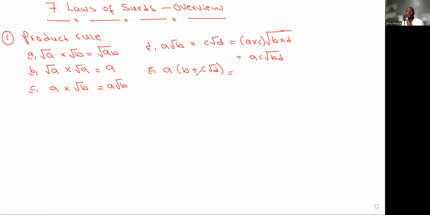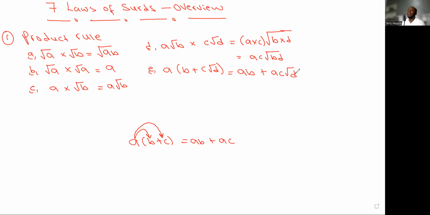And for those that have missed my video on expanding the bracket with algebra, I would advise you to go back and have a look. There, I explained when you have A times B plus C, it's going to be A times B, that will give you AB, and A times C, that's going to give us what? AC. So the same thing, it will be A times B, that will give us AB, and A times C root D, similar to this rule here. Are you seeing it? So it's going to give us AC root D.